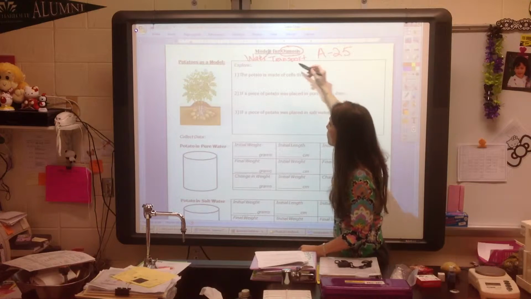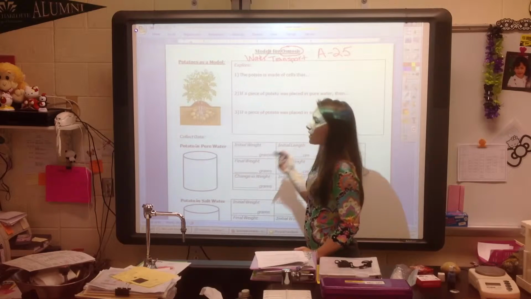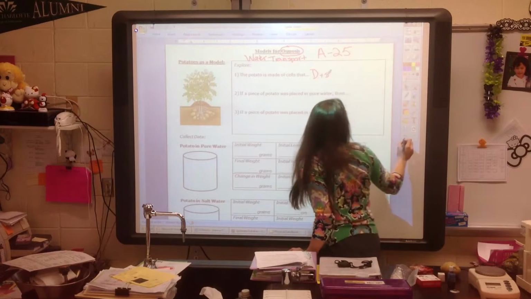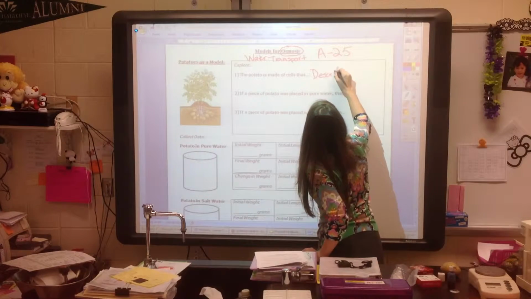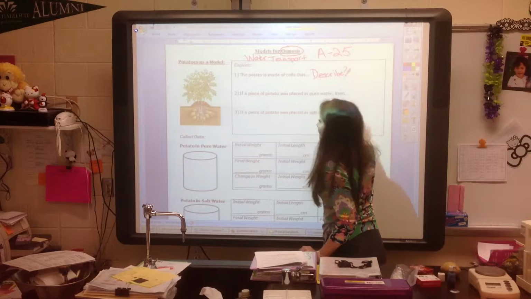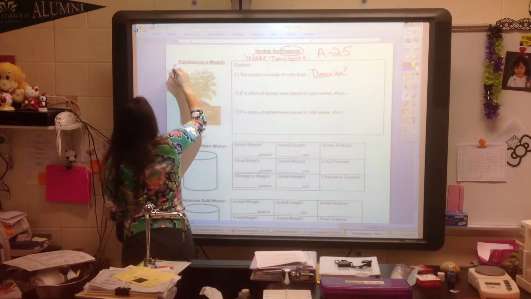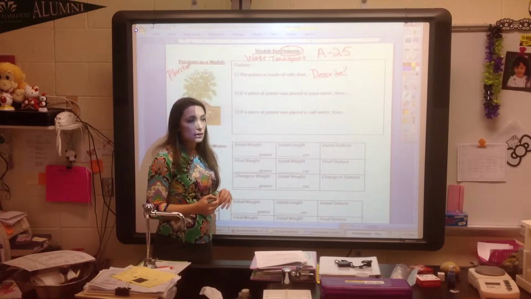And so what we want to do first is we want to explore. The potato is made of cells that what? How would you describe potato cells? So don't write describe here. Actually do it. But remember, potatoes are plants. And so you can describe a plant cell.